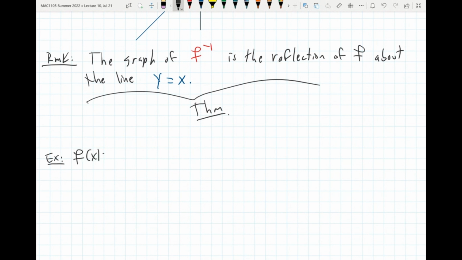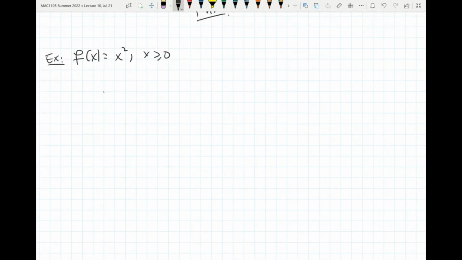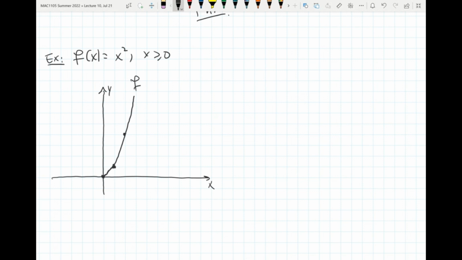Suppose that you have the function f of x equals x squared with x greater than or equal to 0. And again, this is an example of something that you know. So if I do my x and y axes, x, this is y, as you know, it goes like this, then 1, 2, 3, 4, and so on. So this is the graph of the function f. Let's go ahead and draw the inverse. You know exactly what we're expecting, but let's see this happen.